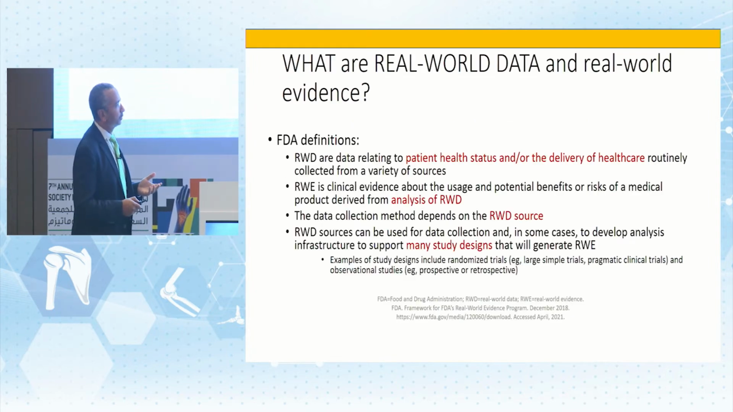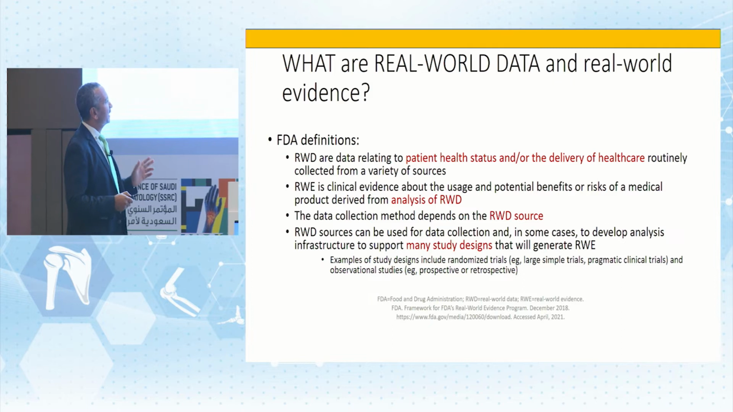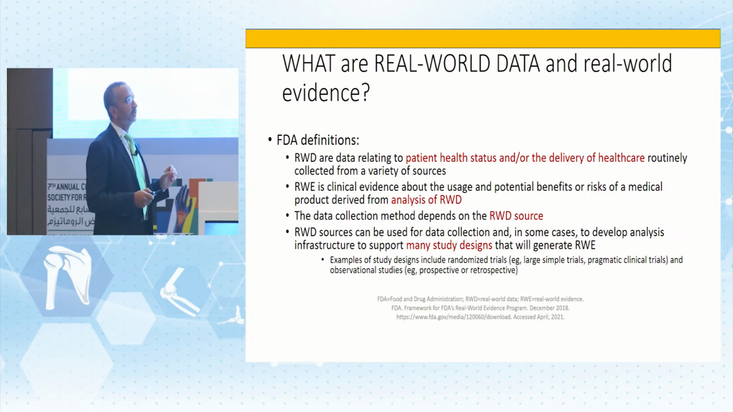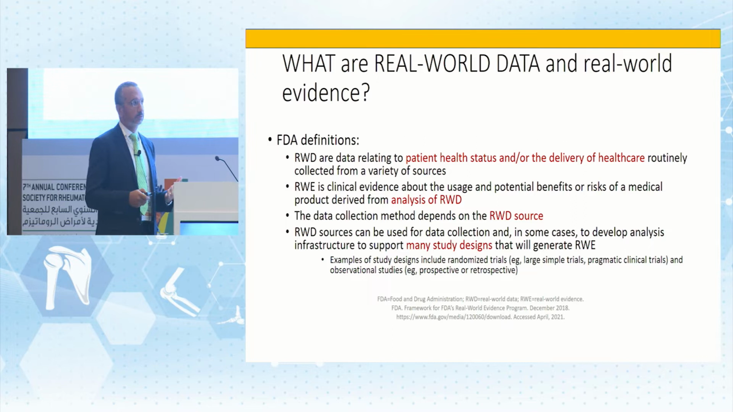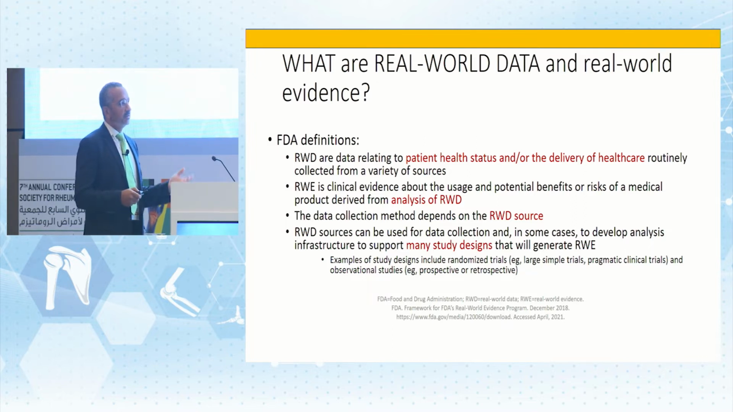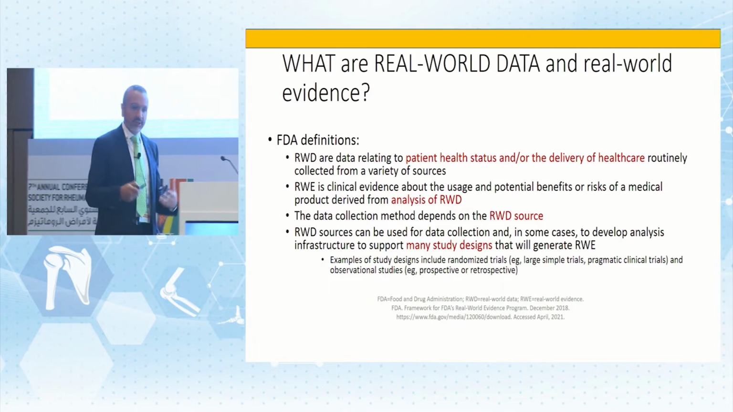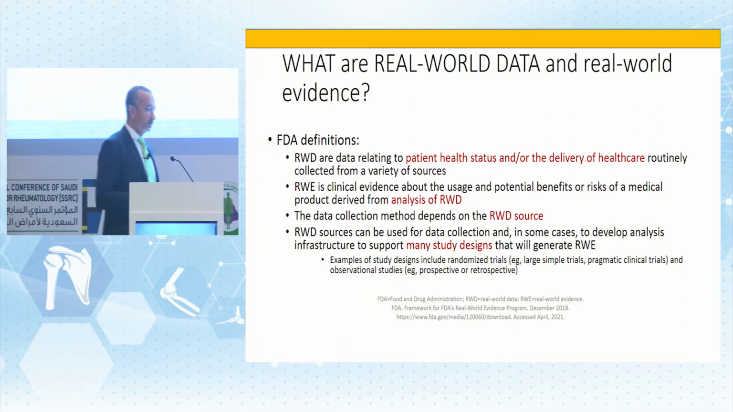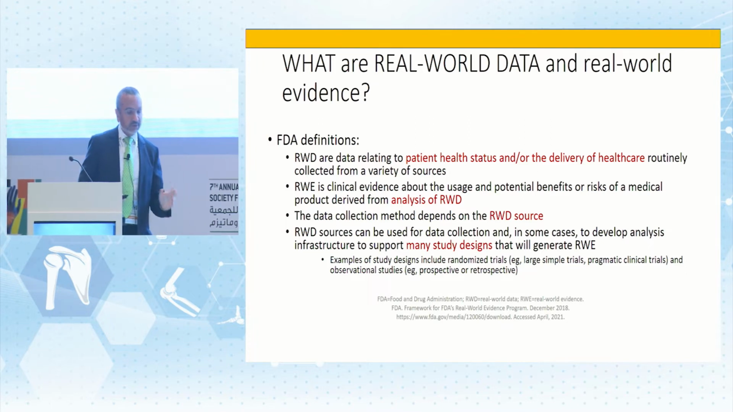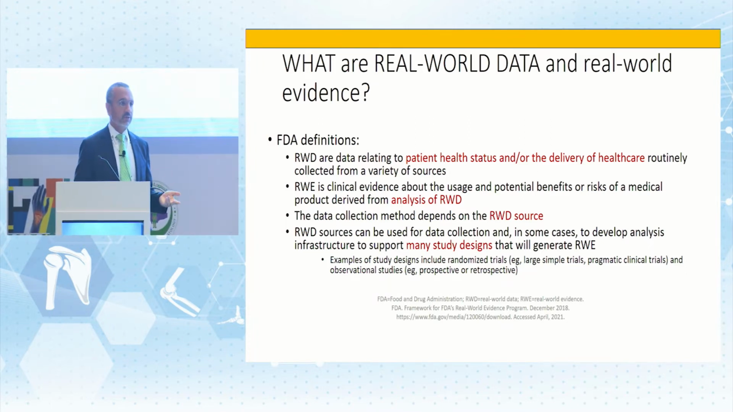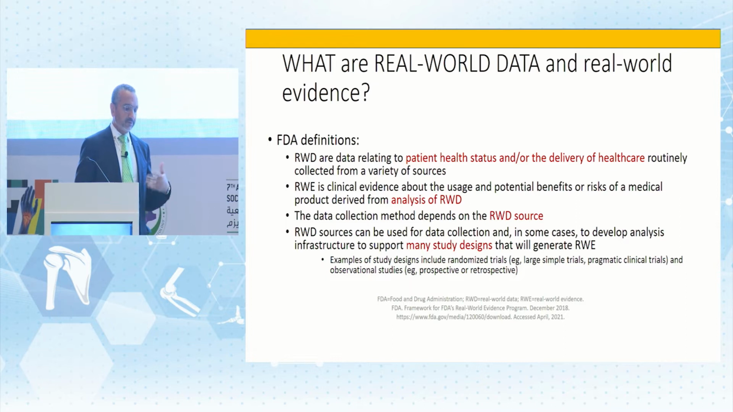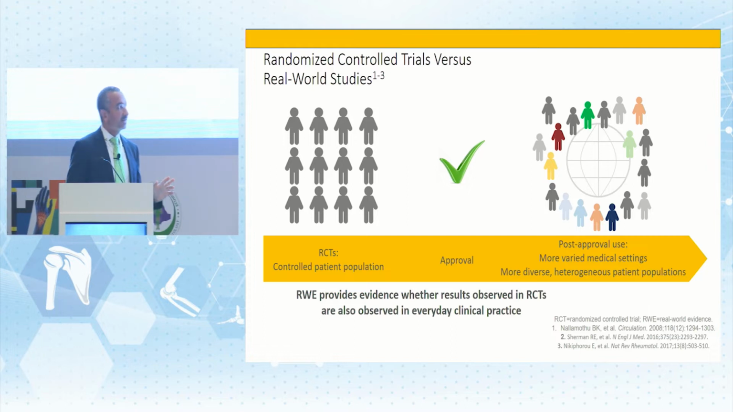So what is real-world data? By the FDA definition, anything related to patient health status and delivery of health care is considered real-world data. The analysis of these data, which has many sources, results in what we call real-world evidence. There are many studies that we can conduct to get real-world data, not necessarily randomized controlled trials, but also surveys and retrospective and prospective case series.